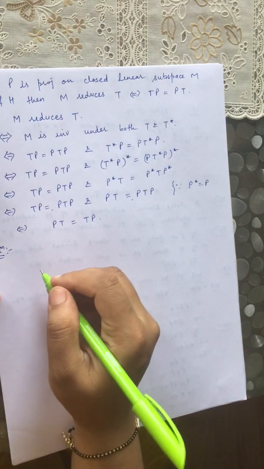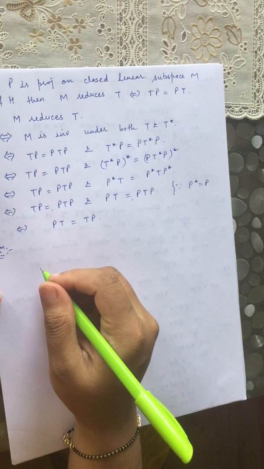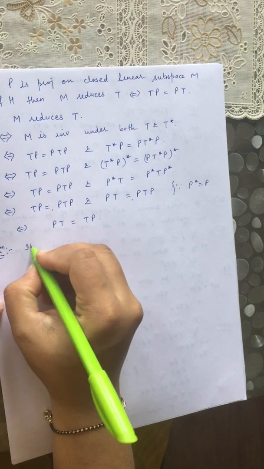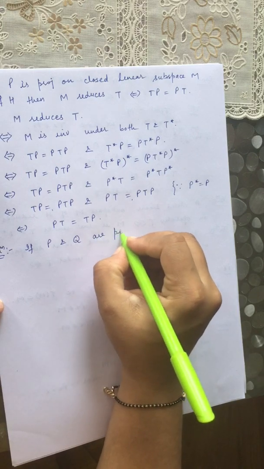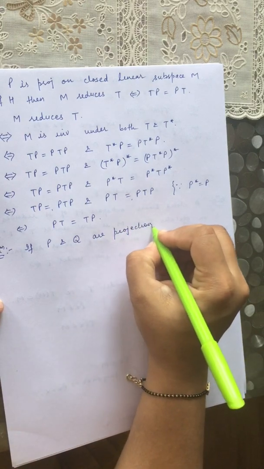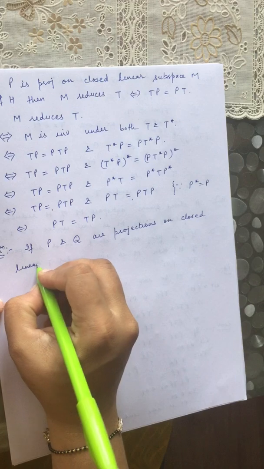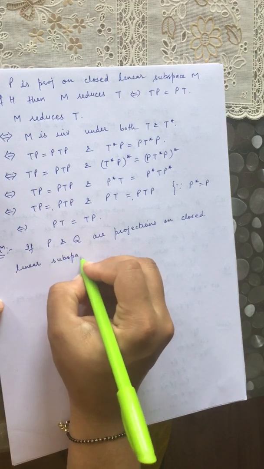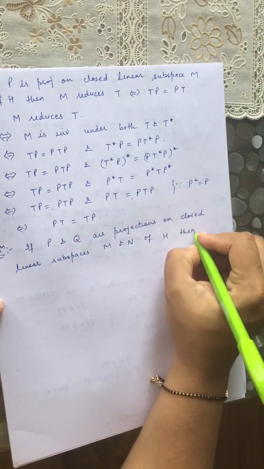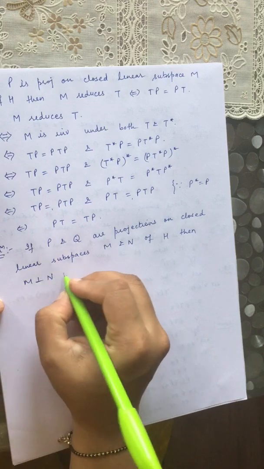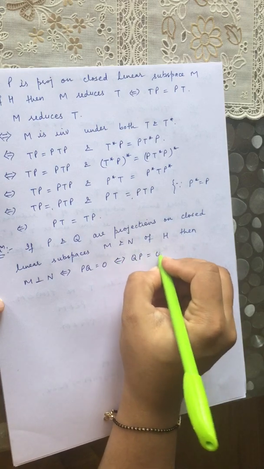So the next theorem shows how projections can be used to express the statement that any two closed linear subspaces of H are orthogonal. So let us say two projections P and Q are projections on closed linear subspaces M and N respectively of the Hilbert space H. Then M is perpendicular to N if and only if PQ is 0, if and only if QP is 0.